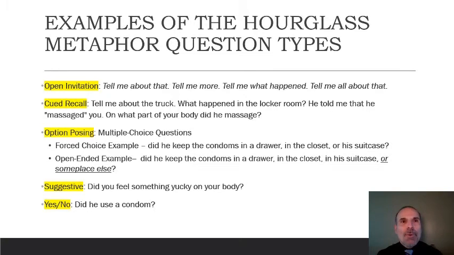What do we say when we want to ask an open invitation question? Well, you've heard these before. They're wide open. They really don't provide any information at all. Tell me about that. Tell me more. Tell me what happened. Tell me all about that. Those are examples of open invitation. We don't provide the child with any information. We simply ask the child to tell us what happened. That is the best kind of questions. That's the kinds of questions there ought to be plenty of in a forensic interview.